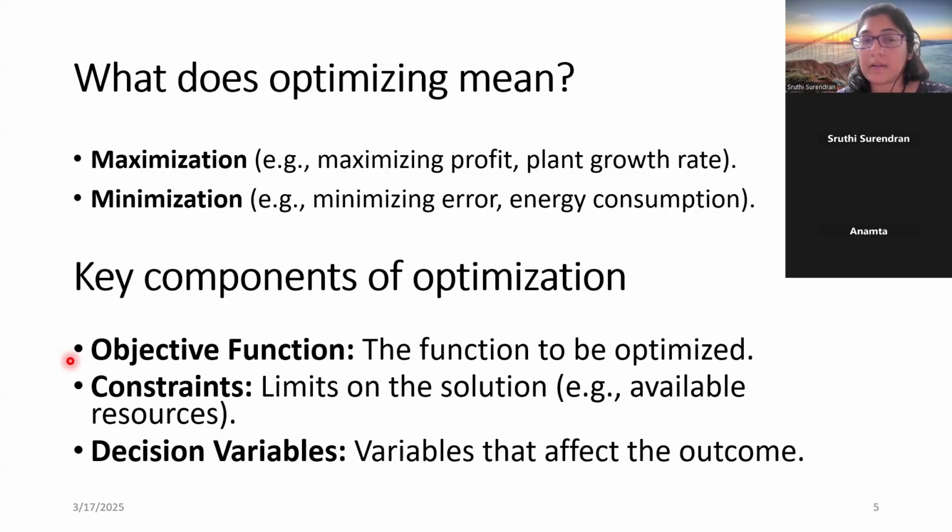I'll go into detail of that, but again, the three components are objective function, constraints, and decision variables. Objective function is the function that requires to be optimized. Constraint is the limit on the solution, and decision variable is the variable that affects the outcome. So let us go through each one of them one by one.